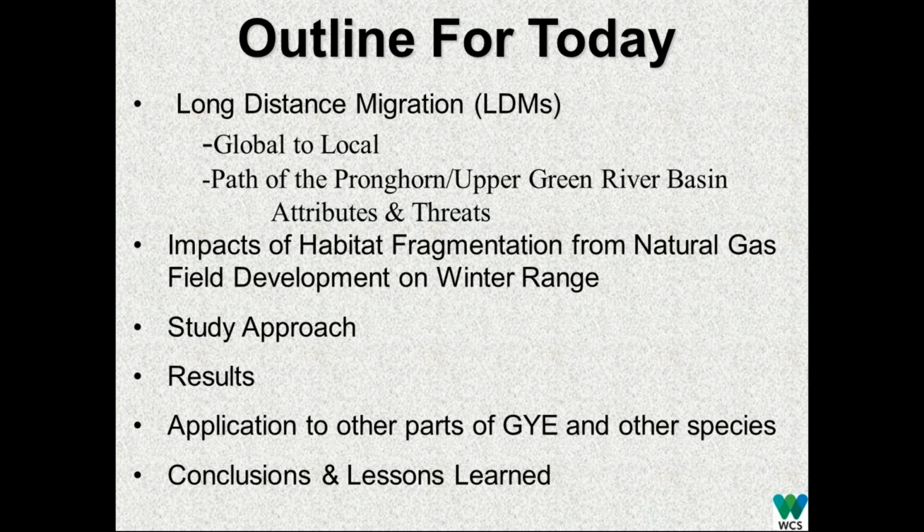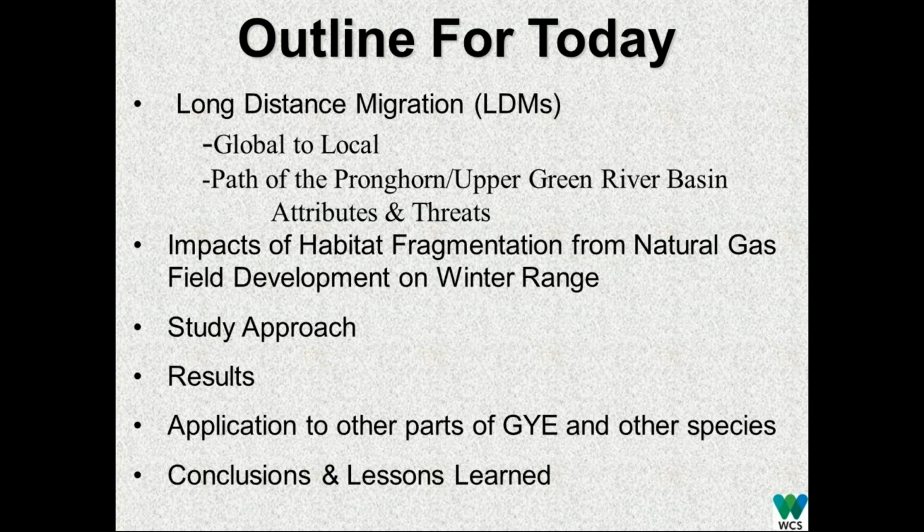And that's the migration that became protected as the path of the pronghorn between their summer range in and around Grand Teton National Park and the winter range in the Upper Green River Basin. And I'll use this particular migration to look at some of the attributes and threats to that migration, to use it as a case study. And I'll spend a little bit of time talking about the different aspects of protecting this migration and some of the impacts of habitat fragmentation from natural gas field development on crucial winter range, and the concerns that are occurring on winter range to maintaining this long distance migration.